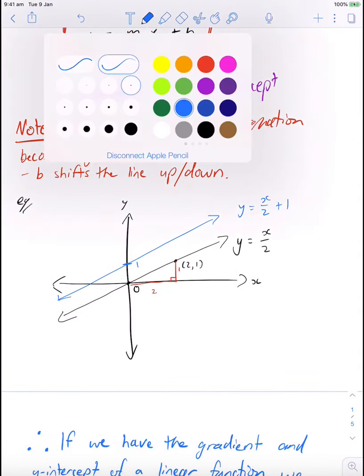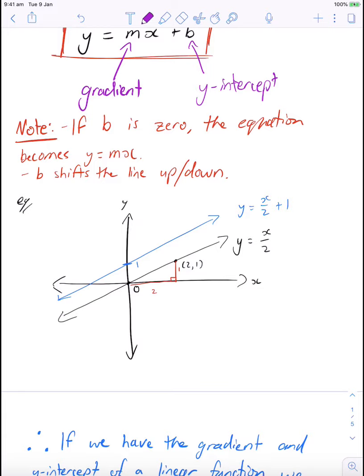I could also go y equals x on 2 minus 1, and that's the same line again, but it's just going to be shifted down 1. You can see, hopefully, that all these lines are parallel, they've got the same slope, but our y-intercept is changing. That one's passing through minus 1.